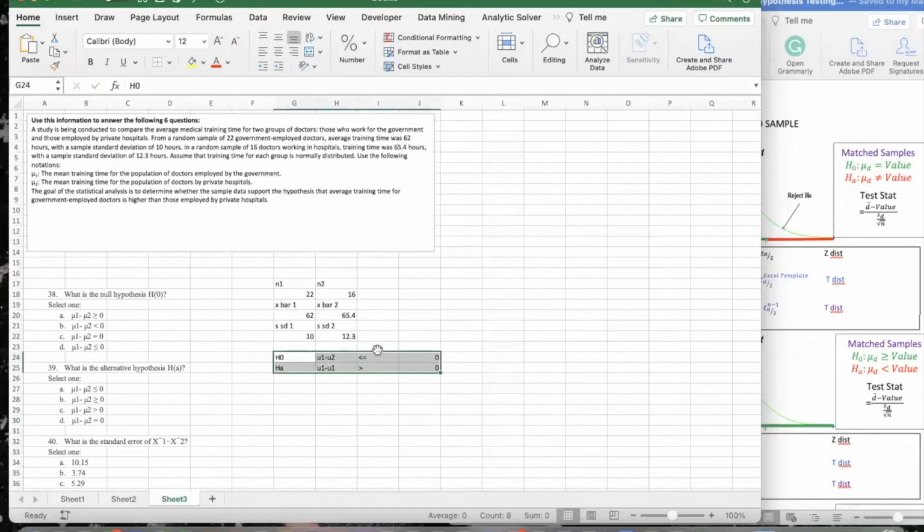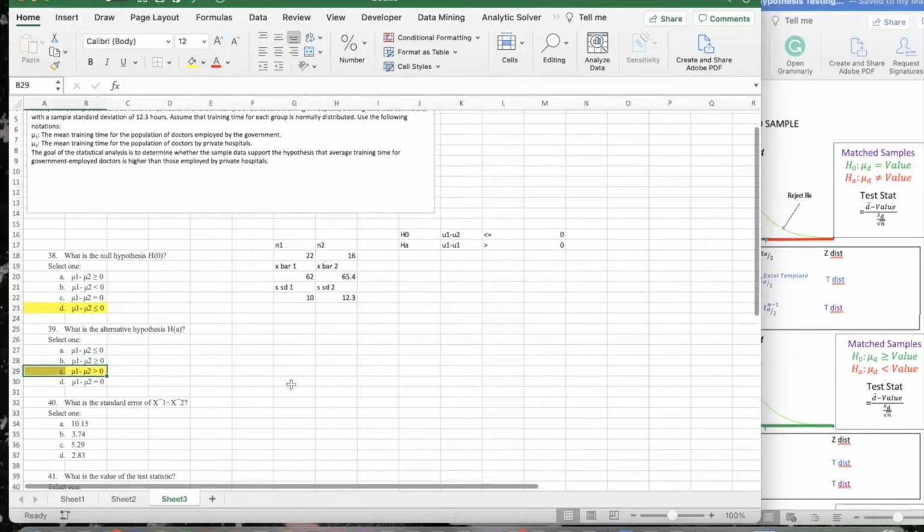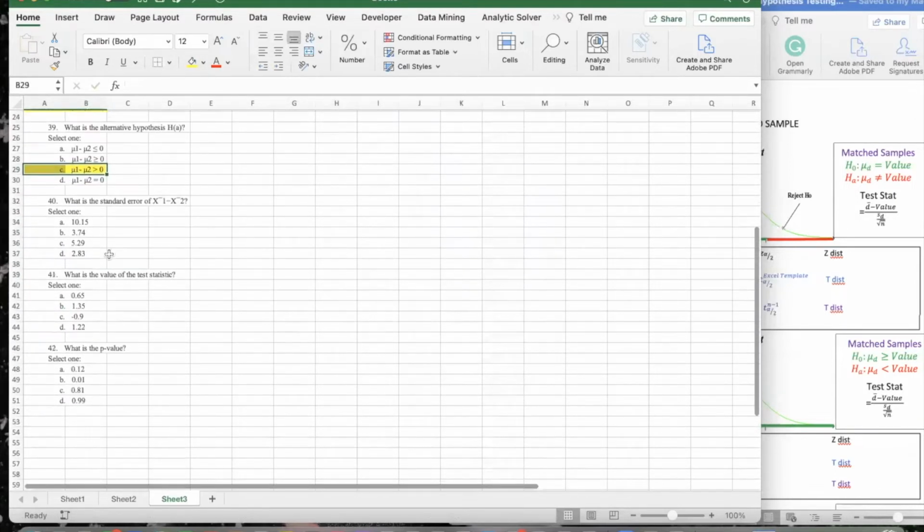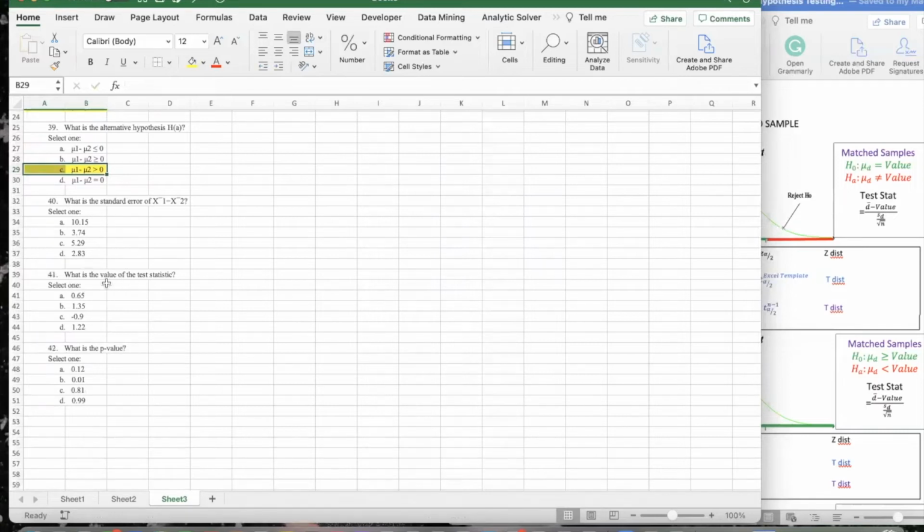All right, so I'm actually going to move this right here. Okay. So we can just answer these right here. So our null hypothesis is less than or equal to, so that is D. And our alternative is greater than, so that matches with C. Okay. And just looking at this really quick, you can see that we need our standard error, our test statistic, and our p-value. So we're pretty much looking at the p-value approach.